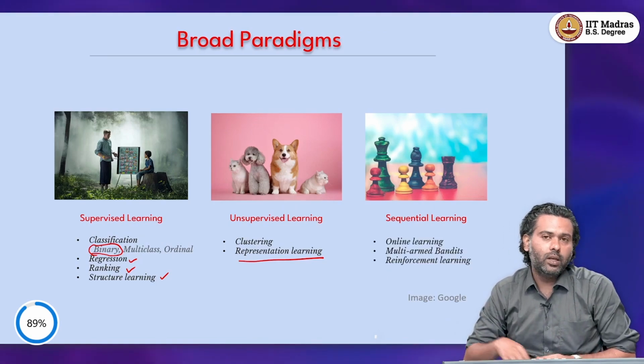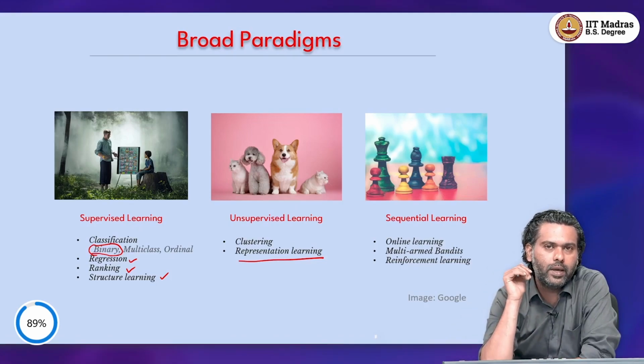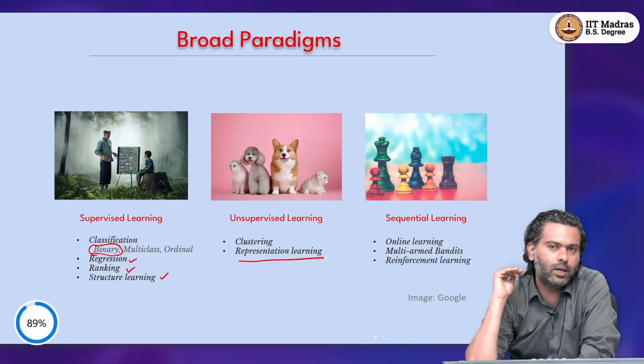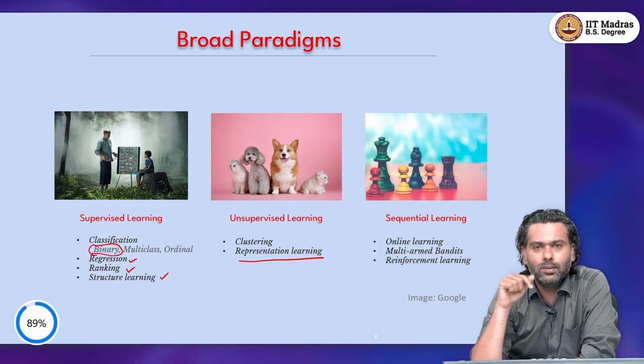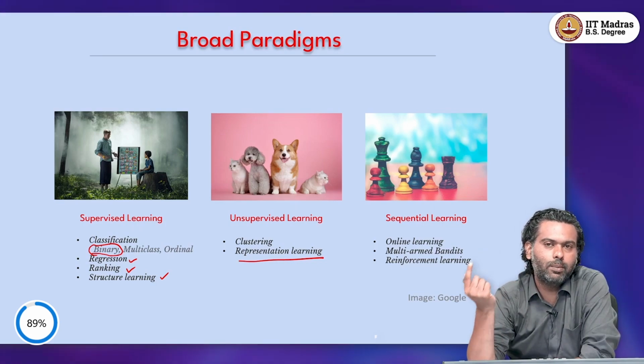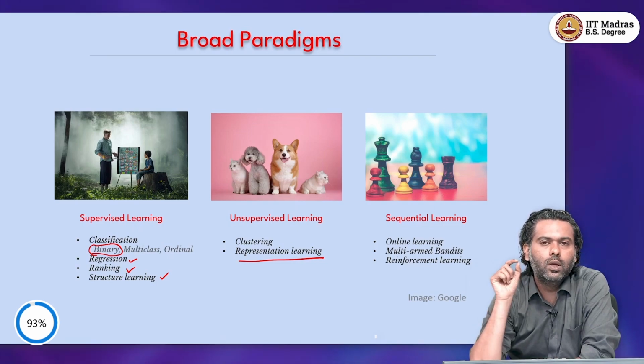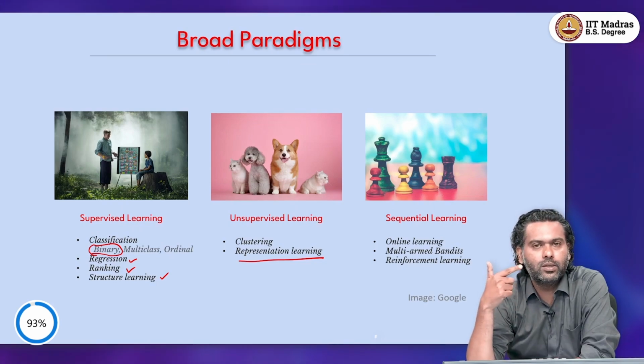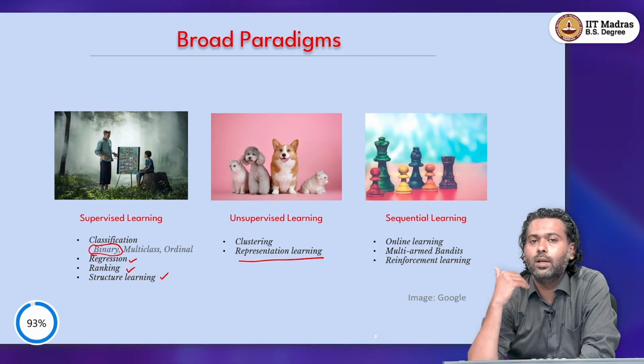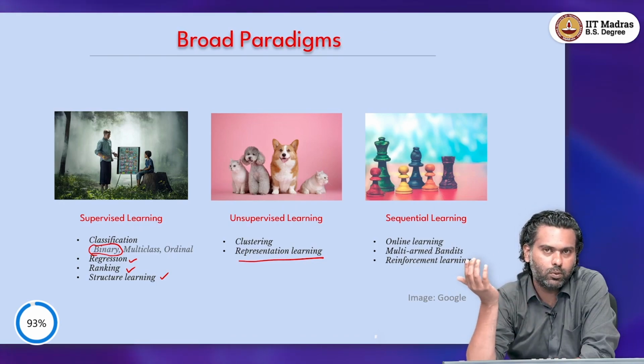In sequential learning, there are three different major types: online learning, bandits, and reinforcement learning. In this module, I am not going to talk about this right now, because there is a separate module later on in this course where we will talk about these three different types of learning, and I will give you different examples and try to illustrate the fundamental difference between these three types of sequential learning.